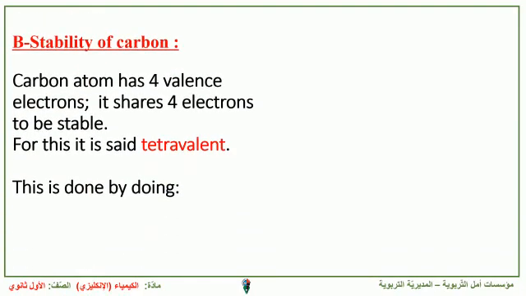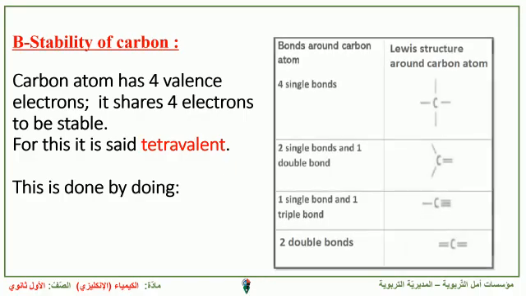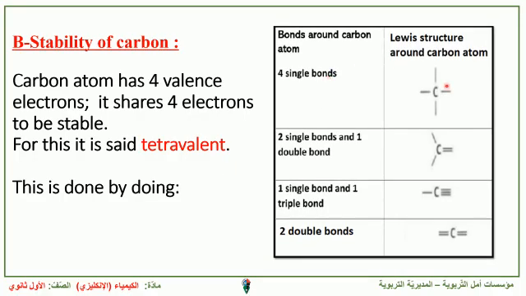Stability of carbon. The carbon atom has 4 valence electrons. It shares 4 electrons to be stable. For this reason, it is said to be tetravalent, and that's why it's so important in organic chemistry, because it can form 4 single bonds, 2 single bonds and 1 double bond, 1 single bond and 1 triple bond, or 2 double bonds.